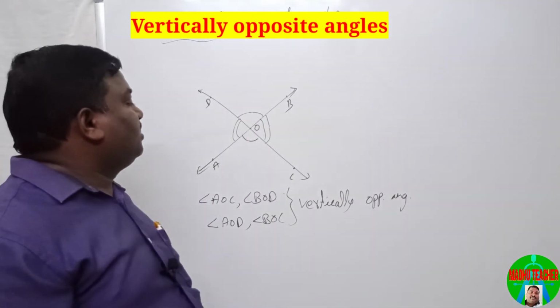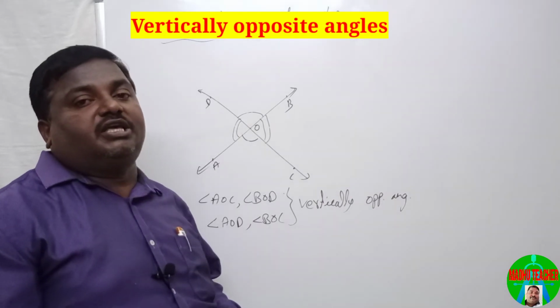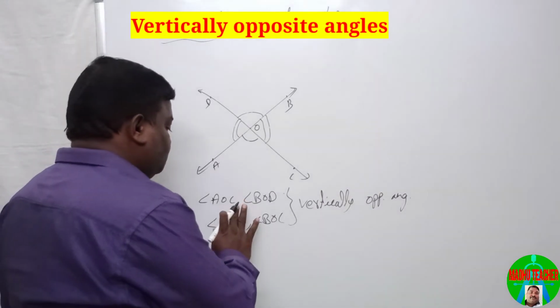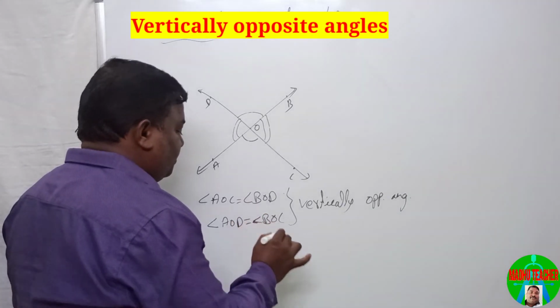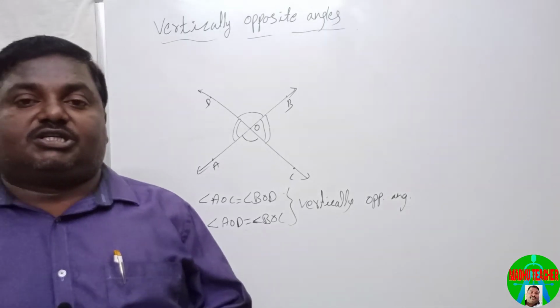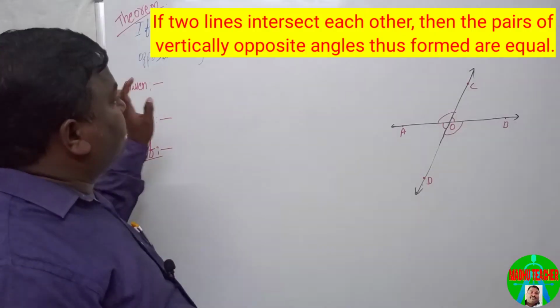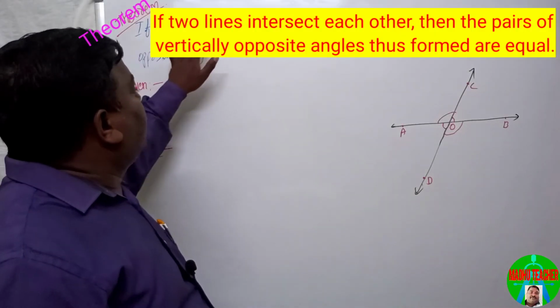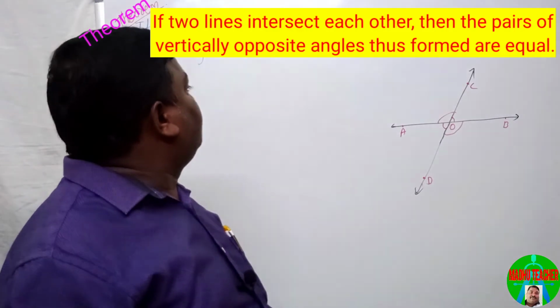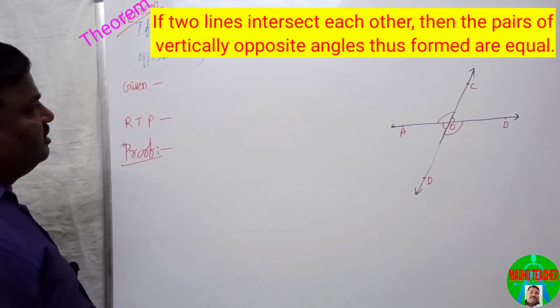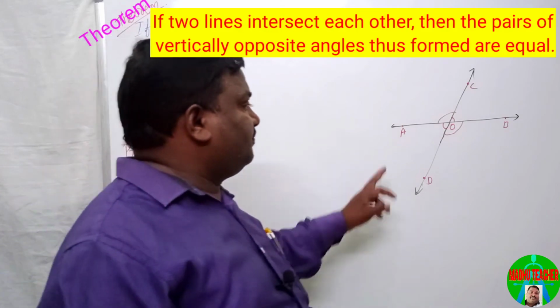These vertically opposite angles are equal. On this we have a theorem. Let us prove the theorem. If two lines intersect each other, then the pair of vertically opposite angles thus formed are equal.